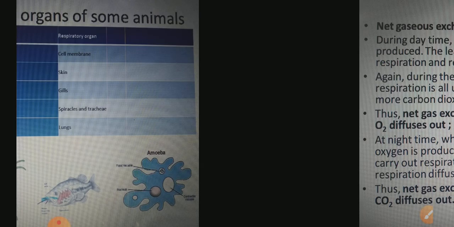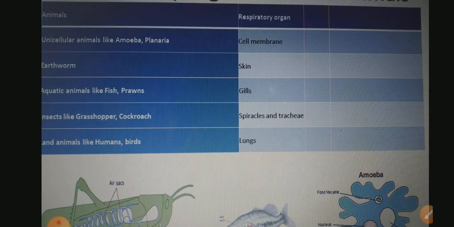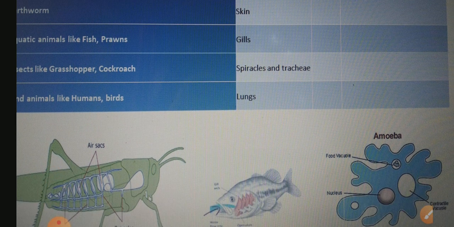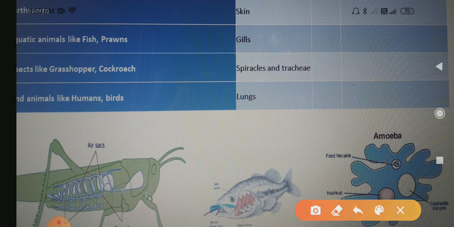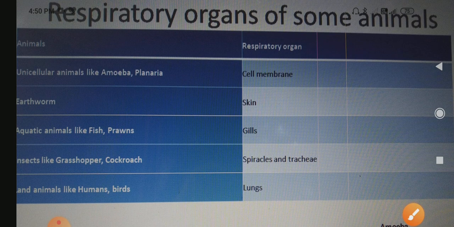Now next, respiratory organs of some animals. Now see one by one. In unicellular animals like amoeba and planaria, it is done by the cell membrane or plasma membrane. Now see amoeba. In the amoeba, the gaseous exchange takes place through the outer boundary, or the plasma membrane.